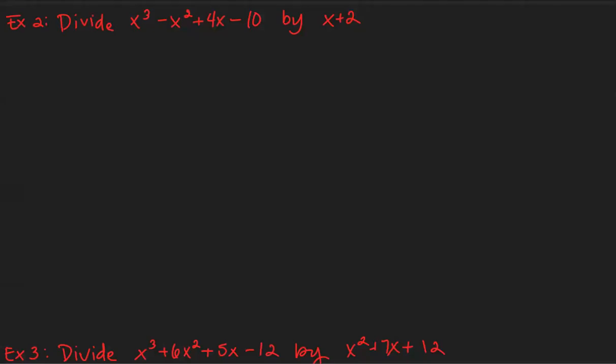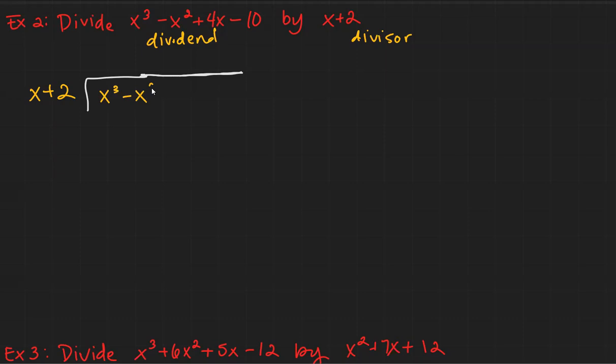Okay, next one. We're going to divide x cubed minus x squared plus 4x minus 10 by x plus 2. So x plus 2 is our divisor. We're going to keep labeling it so that we can be familiar with the terms. And this is our dividend. So x plus 2 goes outside of our division symbol. Don't forget to see if you can come up with a fun little name for this symbol. I don't know what it's called, or maybe there is an official name. X cubed minus x squared plus 4x minus 10.